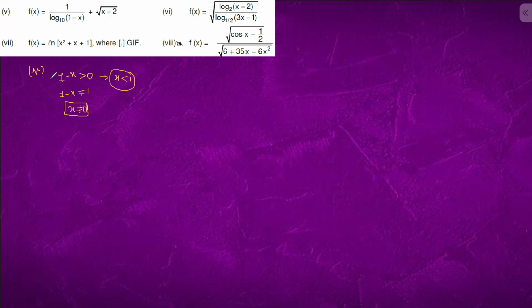And the second critical point, this was part 1. The second critical point is for root x plus 2. So x plus 2 should be bigger than or equal to 0, so x is bigger than or equal to minus 2. So what is the intersection? The intersection is x belongs to [-2, 1) minus {0}.